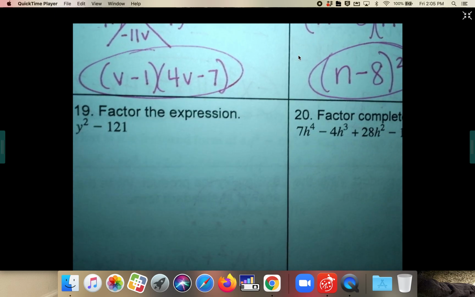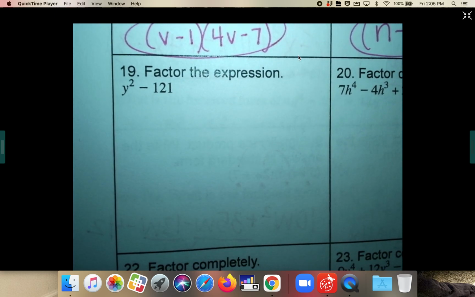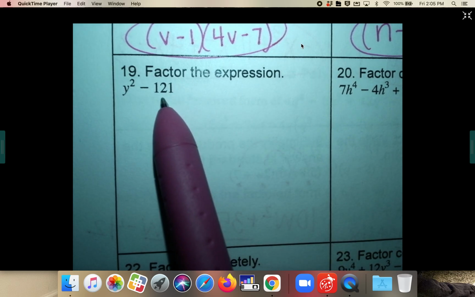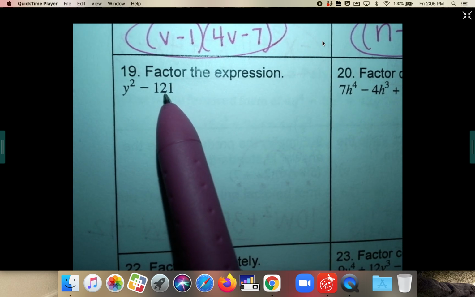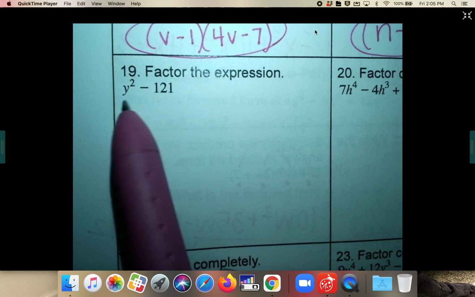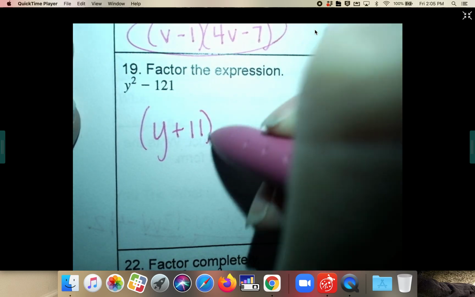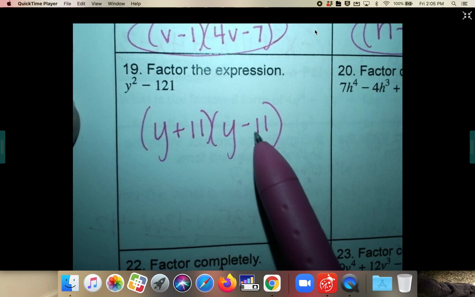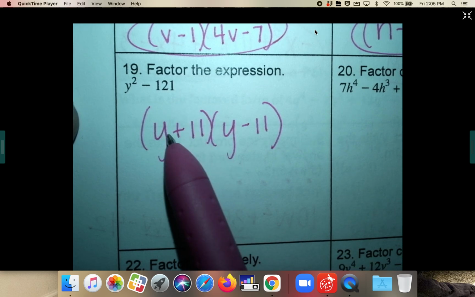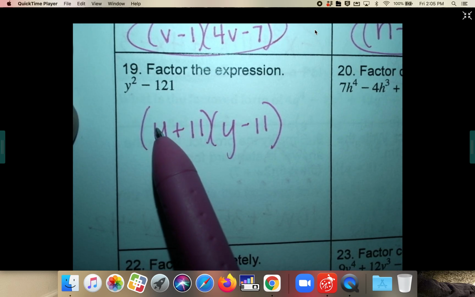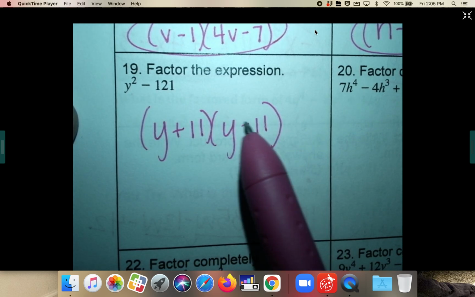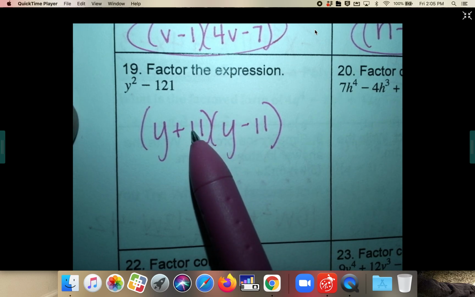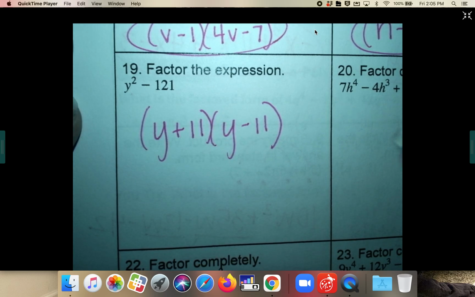All right. Again, I see right away 121 is a perfect square. 11 times 11 is 121. So I know that this is going to be y plus 11 and y minus 11. Because 11 times -11 is -121, y times y is y squared, and that middle term, -11y plus 11y, would have canceled each other out.